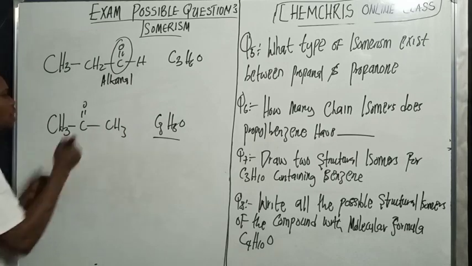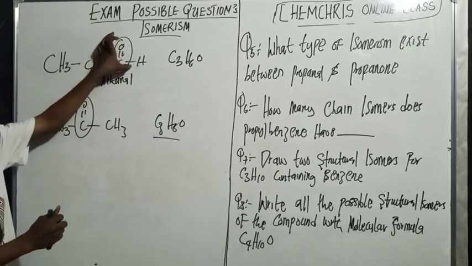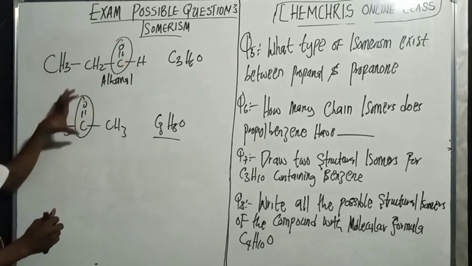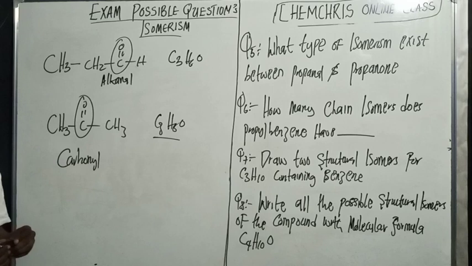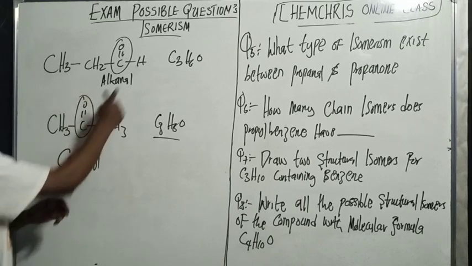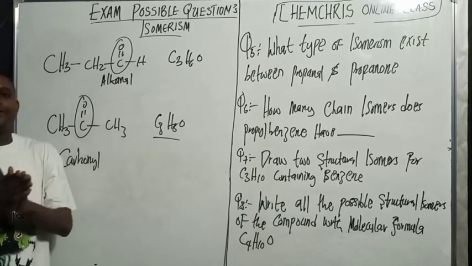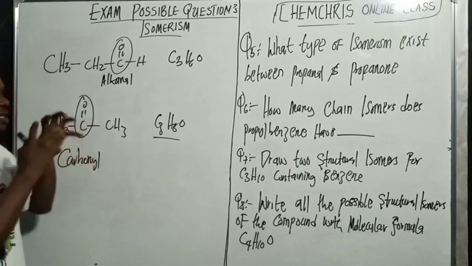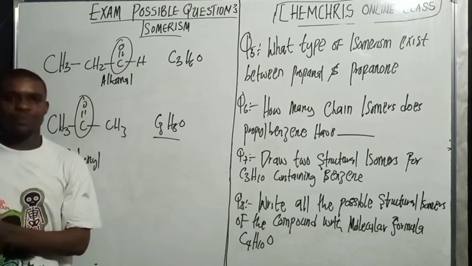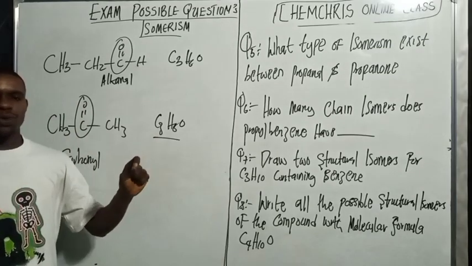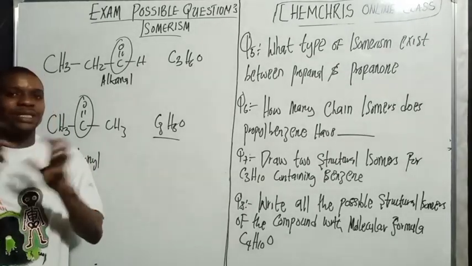Now, two of them have the same functional group between them, called carbonyl. The difference between the two is that hydrogen is added to the carbonyl here, but no hydrogen here. Although they have a common functional group here, the type of isomerism that occurs is called functional group isomerism, because aldehyde and ketone are not the same. Although they have a common functional group, they are not regarded as the same.